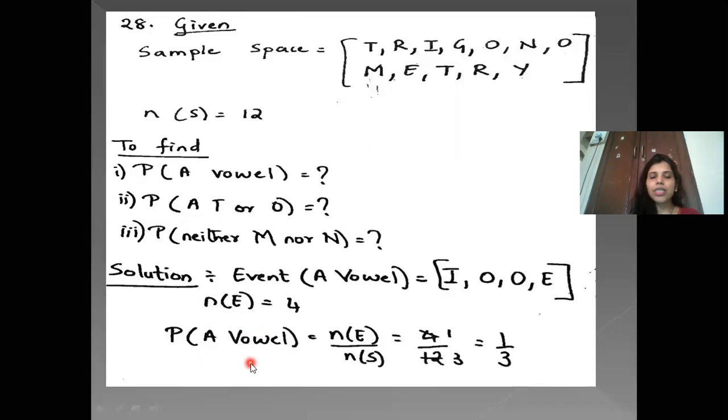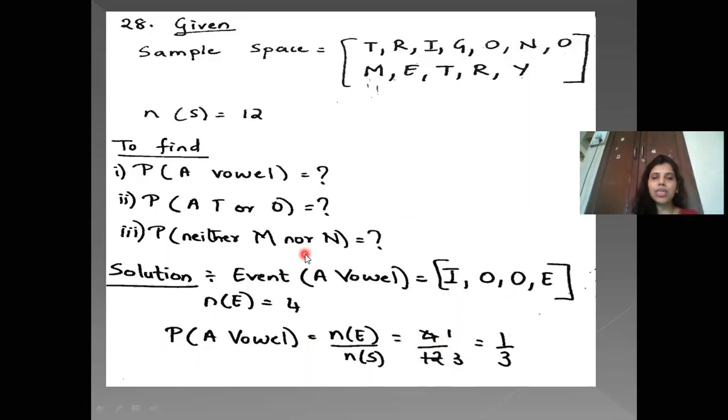And therefore the probability of a vowel is number of events upon number of sample space, that is 4 upon 12. When you cancel it, 4 ones are 4, 4 threes are 12, so the probability is equal to 1 upon 3. Children, till here it's clear.